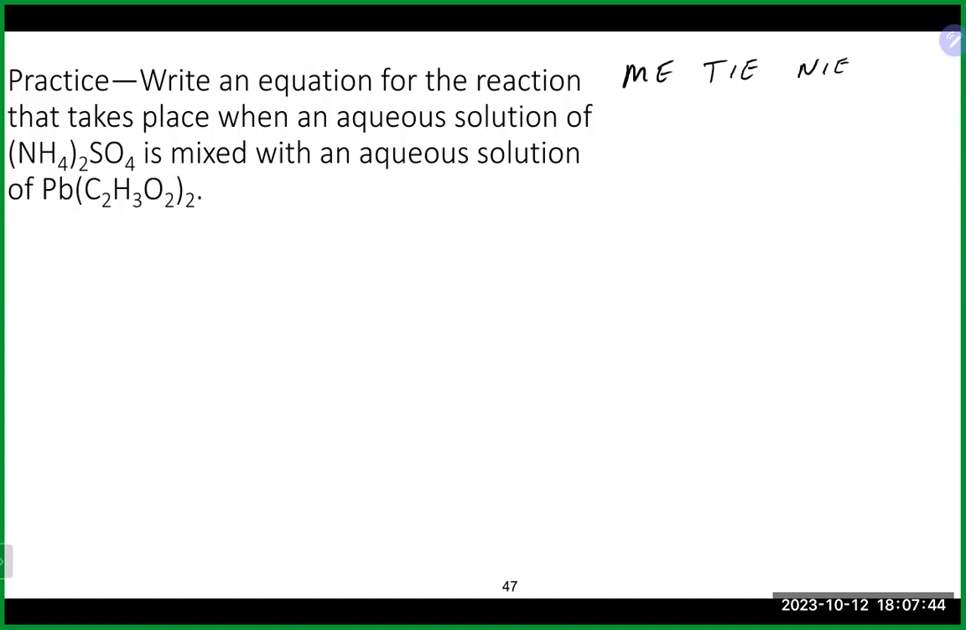Pretty good. All right. Let's take a look and see how we're doing. So we got these two here, and we got this here, the lead II acetate. All right, so first off, we should hopefully again recognize positive, negative, and it is going to be a double displacement reaction. So we're going to switch partners here. Again, we do not want to worry about the balancing part of it first. We just want to get the right formula. So really, our first one is ammonium and sulfate, the two basic ions that make up that first one. The second one is a lead with a plus two charge.